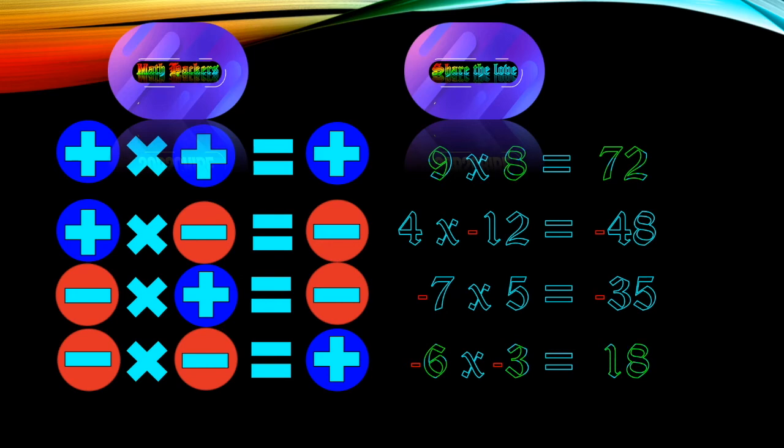The flip side also holds true. A positive times a negative will equal a negative result, as in positive 4 times negative 12 will equal negative 48. And vice versa, a negative times a positive will equal a negative result, as in negative 7 times positive 5 will equal negative 35.